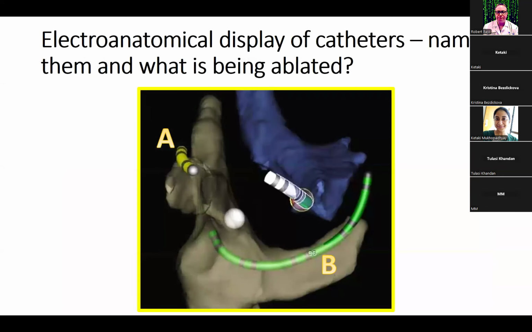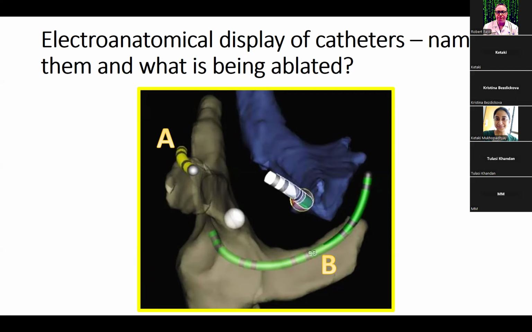Okay, so this is an electroanatomical display of catheters. We are looking in the LAO projection, and we have catheters A and B, and then there is an ablation catheter, which is this catheter here. So I'm going to ask you to name catheters A and B. Why don't we ask Dr. Marshall what she thinks?